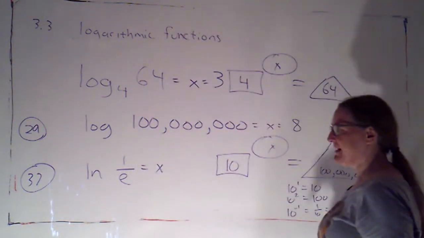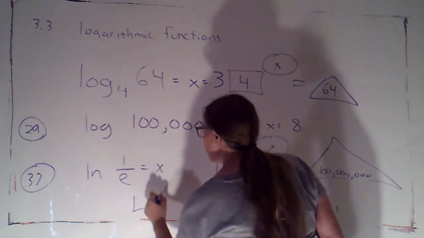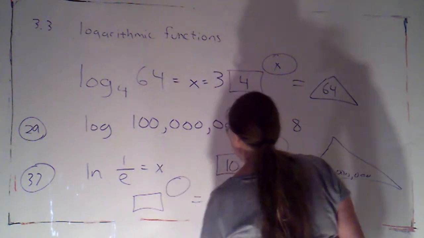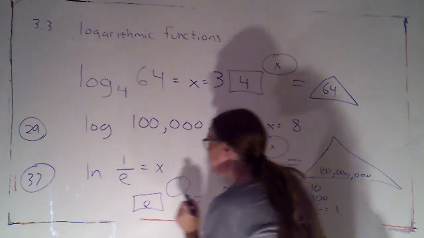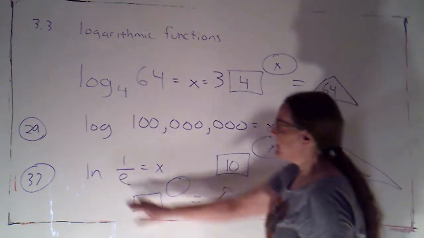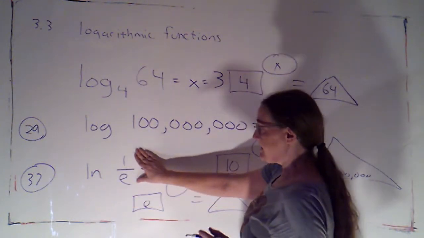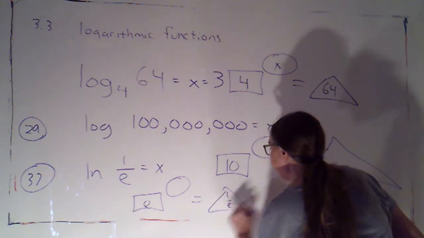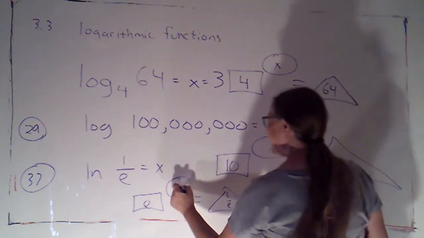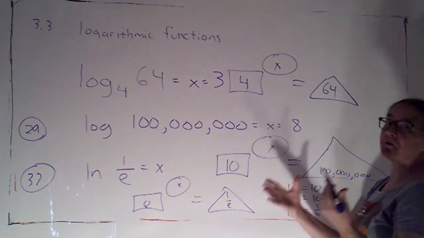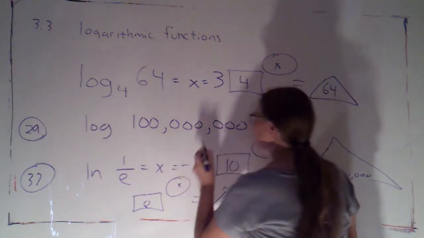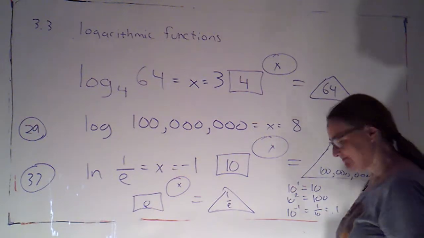I'll give it a name. So we're going to have a base, an exponent, and a result. It's the natural log, so that tells me that the base is e. The exponent I need when e is my base to get 1/e as my result, and we called that x. Well, that's the reciprocal of e, so the power that has me take the reciprocal would be -1.